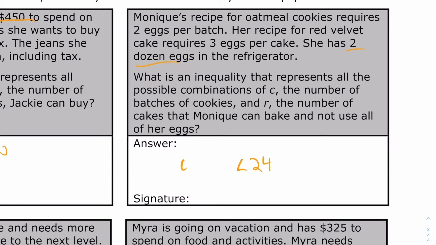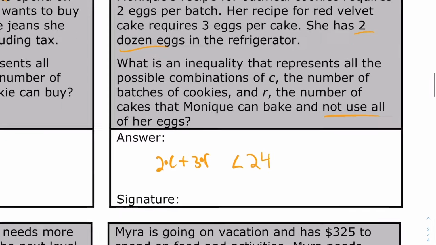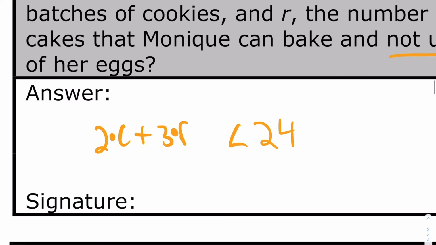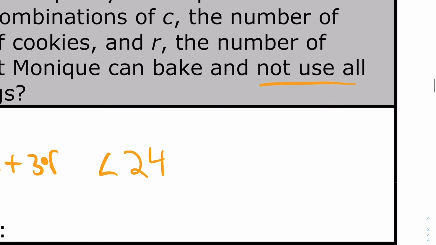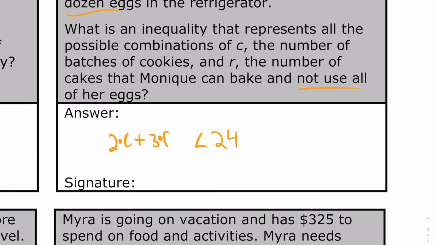And it was 2 eggs for every batch of cookies. And the second variable is going to be R. R is for the cakes, and it's going to be 3 eggs for every cake that she makes. She wants to not use all of her eggs, so that means we do need to keep it as only the less than sign. It won't be equal to because we are not going to use all of the eggs. If we use them all, then that would be less than or equal to.